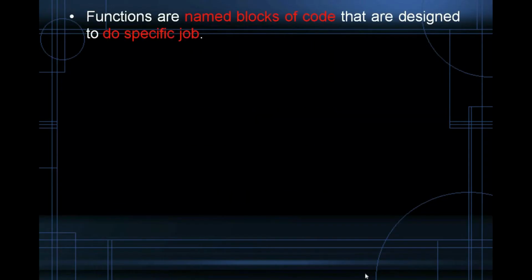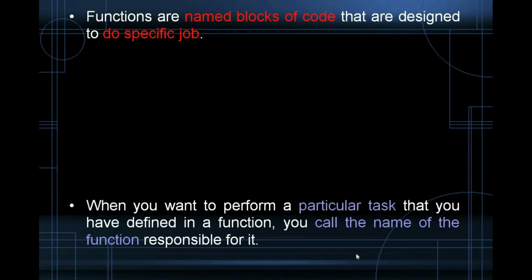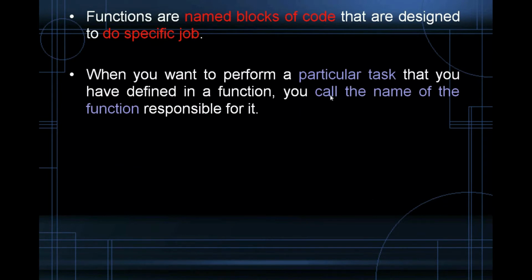Functions are named blocks of code that are designed to do a specific job. When you want to perform a particular task that you have defined in a function, you call the name of the function responsible for it. That is, if you want to perform a task, you have to give instruction to a function. You have to define all instructions, what a function has to do. Once it is defined, you have to make a call to the function. When you make a call to the function, it performs a particular task.